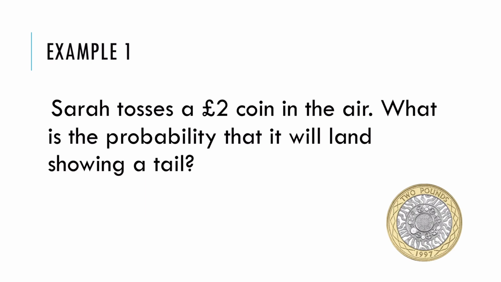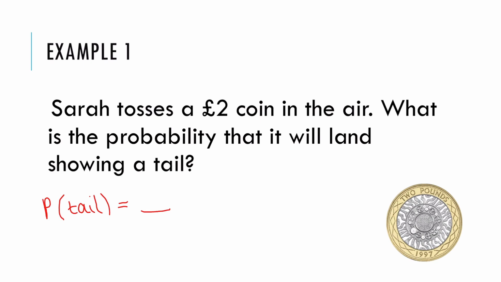Sarah tosses a £2 coin in the air. What is the probability that it will land showing a tail? So our notation for writing the probability of tail is P, which stands for probability, and then in brackets we put tail because that is our favoured outcome, that is what we want to happen. Now, on the bottom of a fraction, it is the number of possible outcomes. So when you toss a coin, what is the possible outcomes?